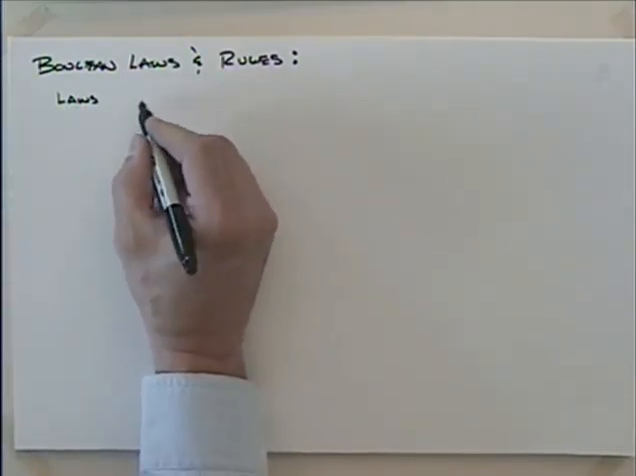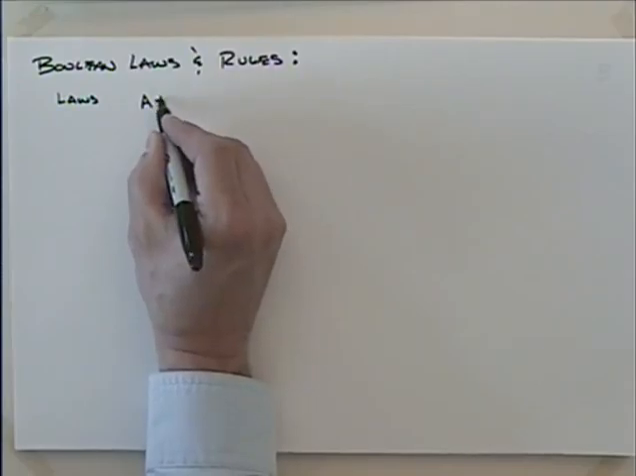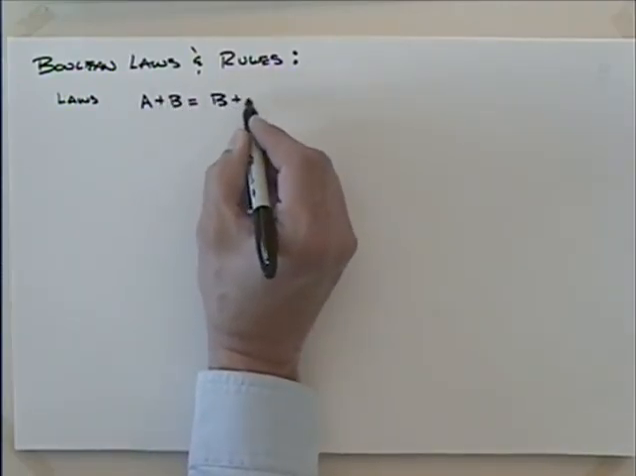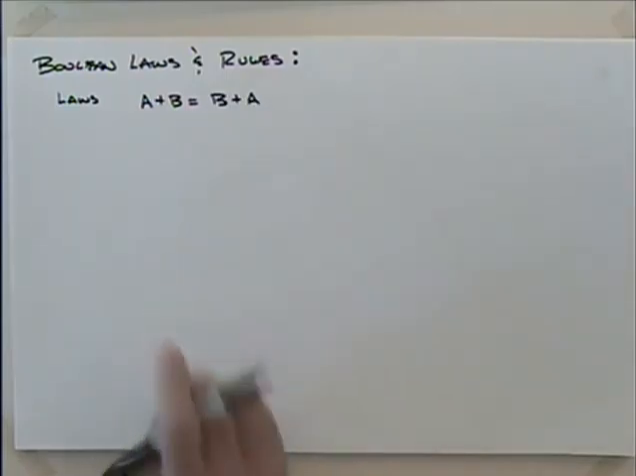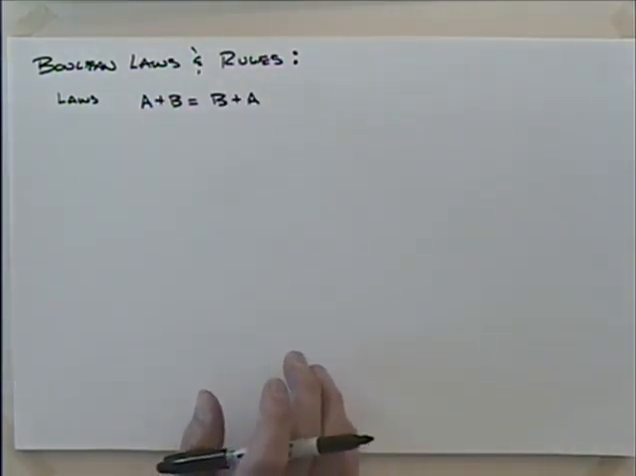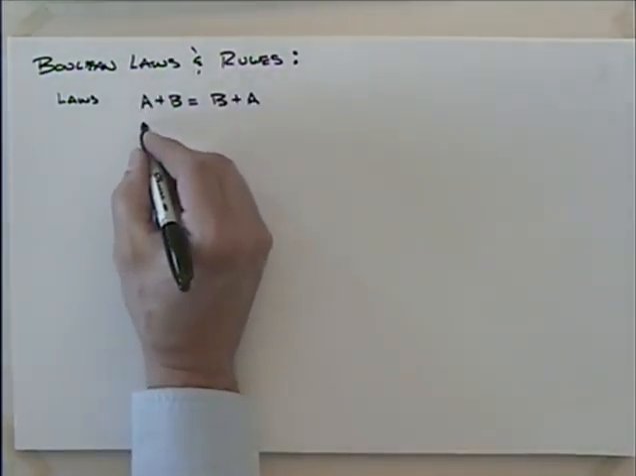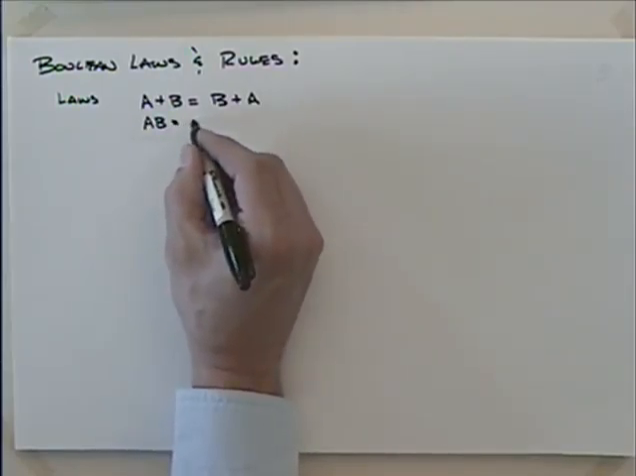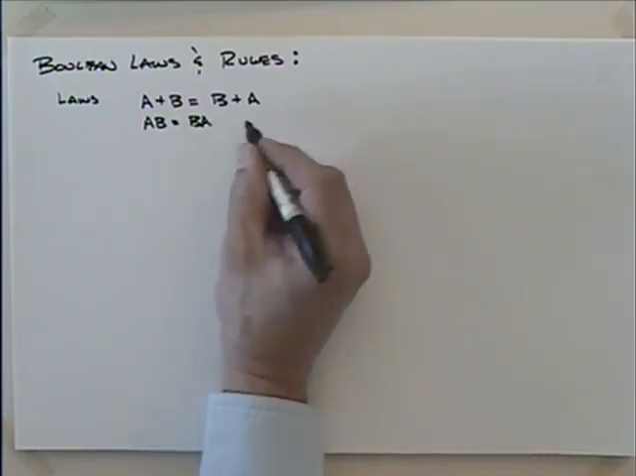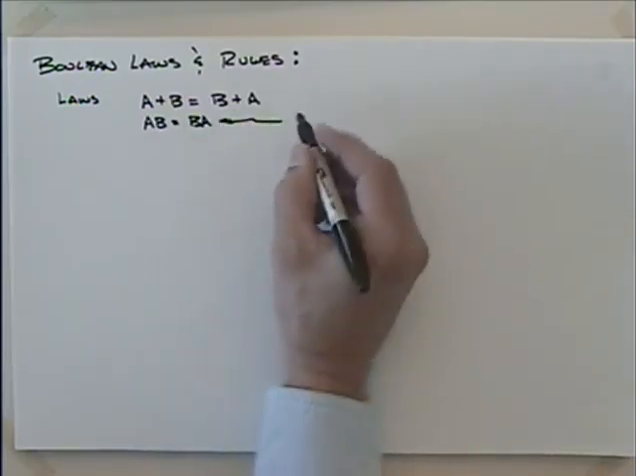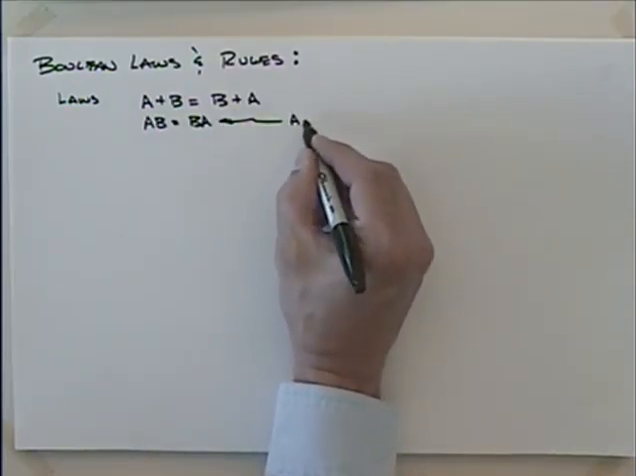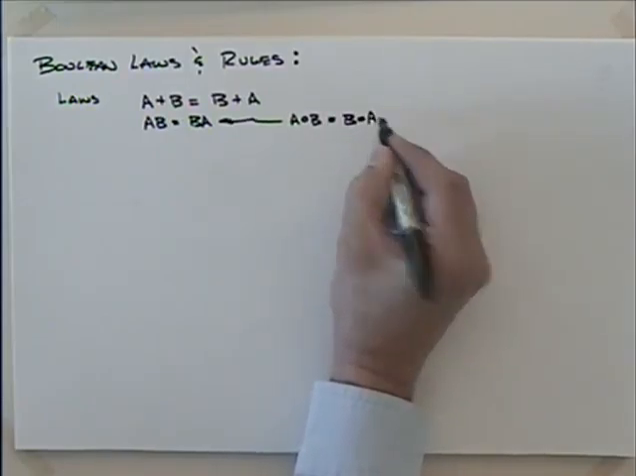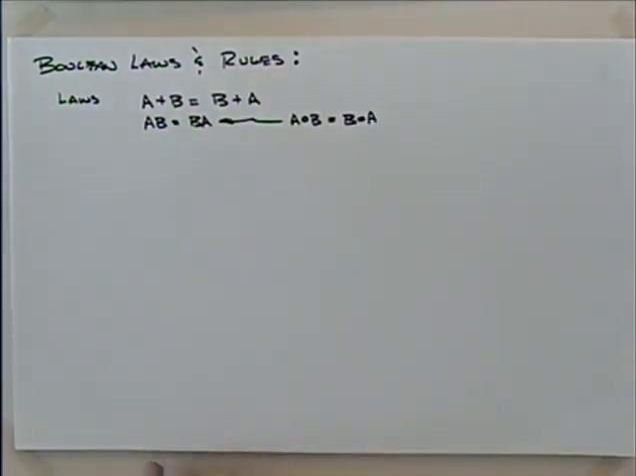A or B is equal to B or A. So the OR is commutative. And A and B is equal to B and A. And I won't write this too often, but what this is really saying is A and B is equal to B and A. We usually just omit that symbol.